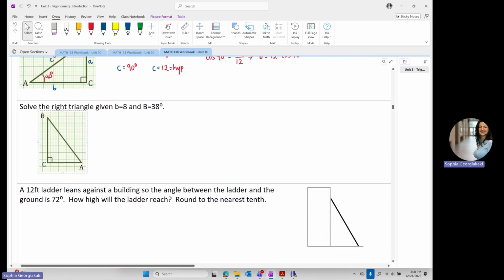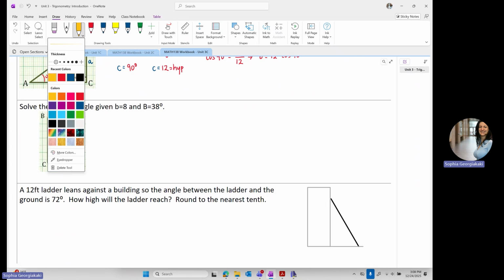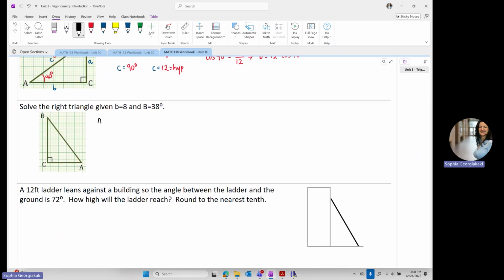Here is another triangle. They're asking us to solve it. So I'm going to try to find the angle at A, at B, and at C, and the side opposite to angle A, the side opposite to angle B, and the side opposite to angle C, a, b, and c here. They have given me that little b is 8.